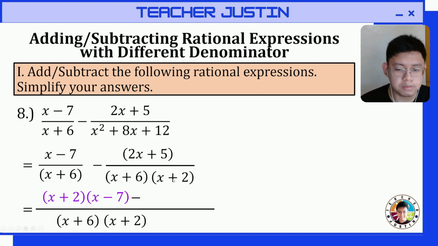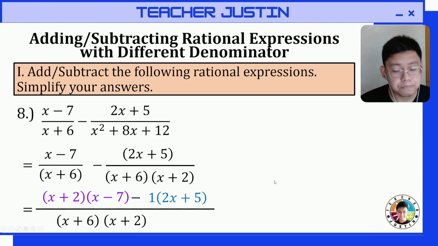Copy the operation minus. Then, let's repeat the same process. So, we have LCD divided by x plus 6, x plus 2. That will be equal to 1. Then, multiply natin sa numerator na 2x plus 5. So, ang next step natin is for us to perform multiplication using FOIL method. And ito naman, distributive property.